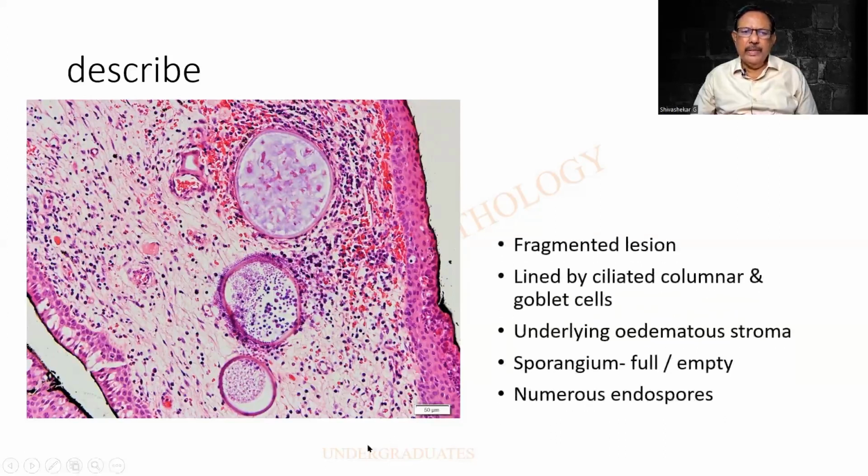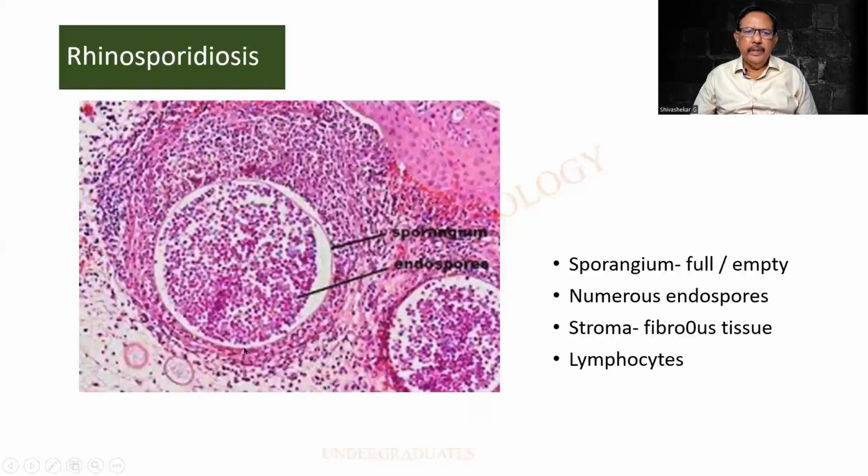So it is a fragmented lesion because they will be removing it in fragments, lined by ciliated columnar cells and goblet cells. The underlying stroma is edematous, and I'm finding these are all called sporangium. They may be full, they may be empty. Here I'm able to see a few spores. This is almost empty. And this is another one. So it is a sporangium that is completely filled with these endospores.